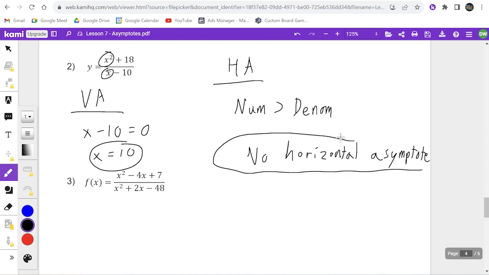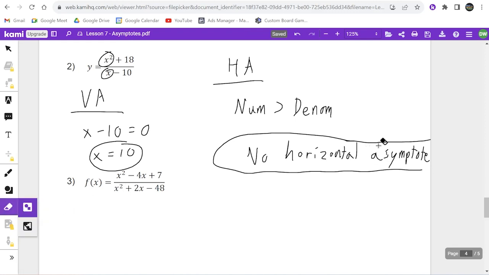Also, that's a funny word. Like I've been saying it for years, asymptote. It's probably going to take you about a week to really pronounce that correctly. Asymptote.